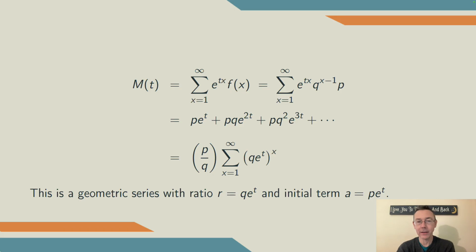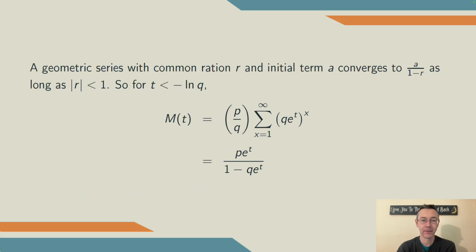And the reason I've done that is because now I can see I have a geometric series with ratio r = q e^t and initial term a = p e^t. And of course we know geometric series converge when the absolute value of the ratio is less than 1, and we have a formula for what they converge to: a over 1 minus r. So overall, as long as t is less than negative ln q, the moment generating function of a random variable with a geometric distribution is p e^t over 1 minus q e^t.